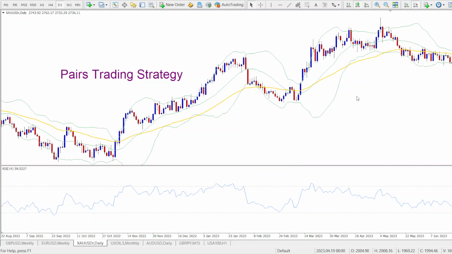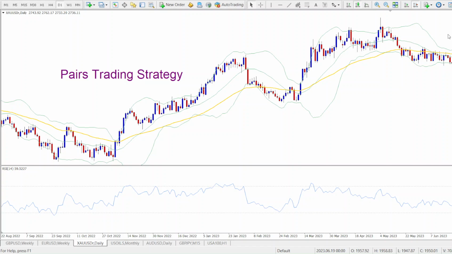Risk management techniques are essential for any trader looking to incorporate pairs trading into their arsenal. Now, setting stop loss orders is crucial. This ensures that you minimize potential losses and protect your capital. So always define your risk before entering a trade.